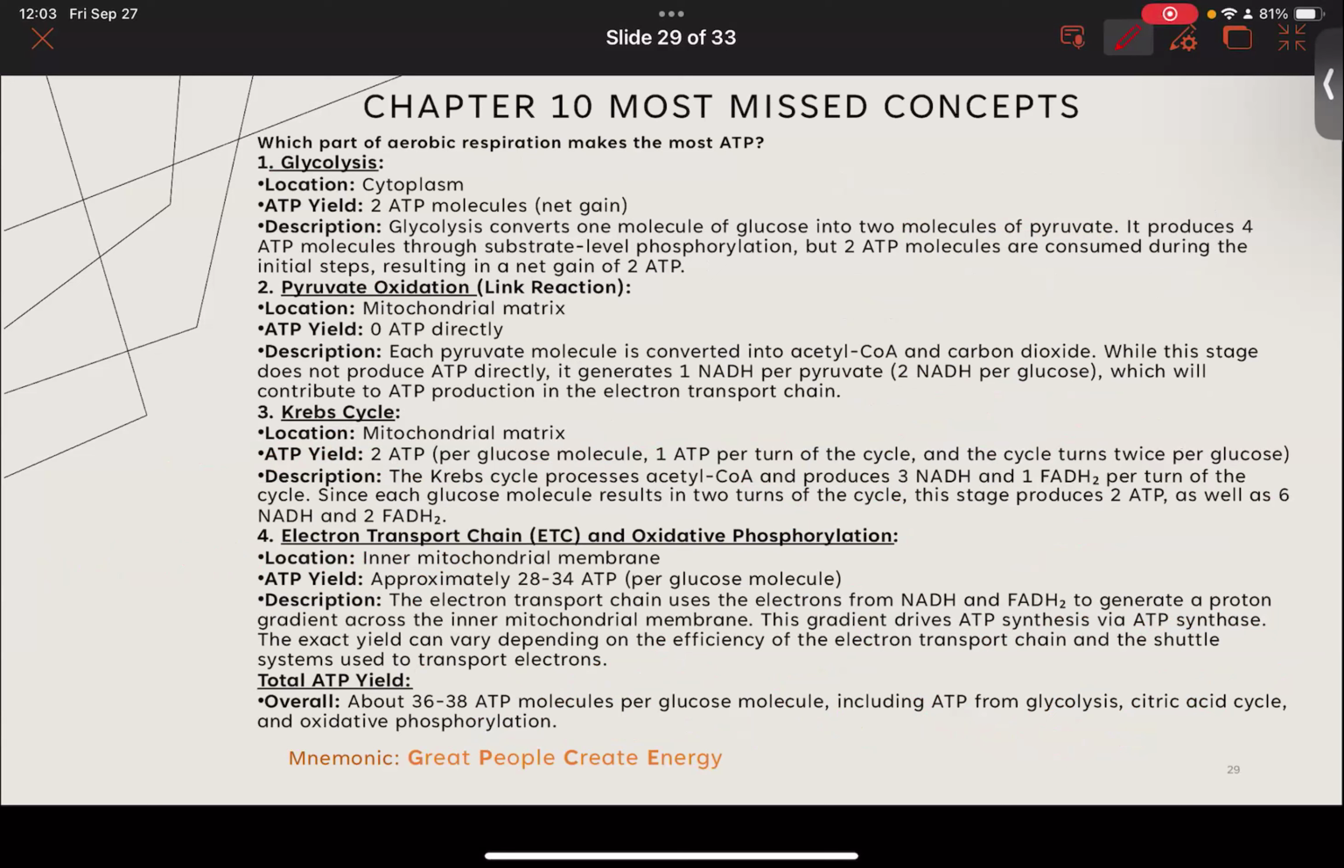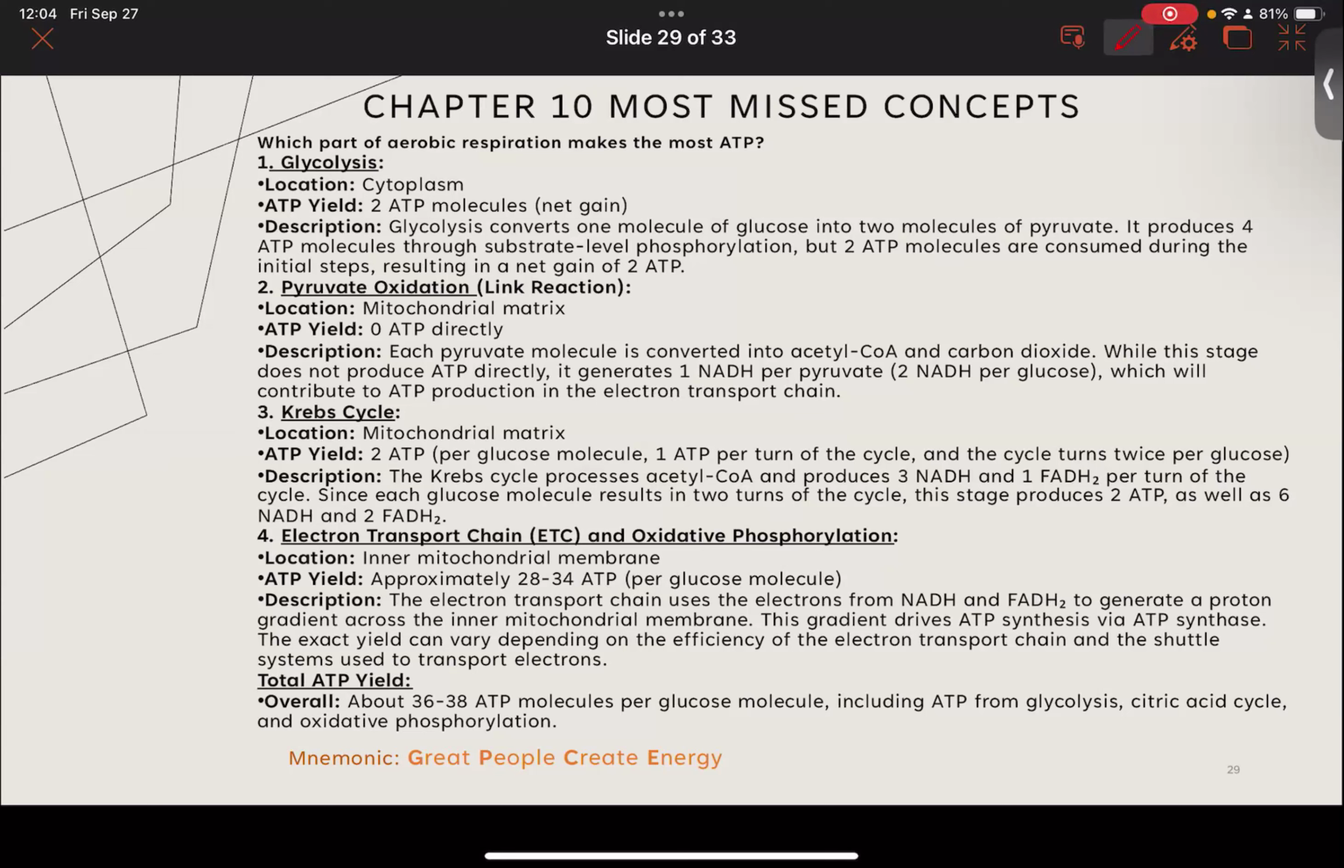Okay, so which part of aerobic respiration makes the most ATP? I know I went over that in the beginning of the little review thing, but here's the breakdown of literally what is made at each step. And I almost feel like I should go back through it again one more time, but maybe I'll draw it out and post it online for you guys to see so that you have it available permanently. I'll see if I can do that for you.